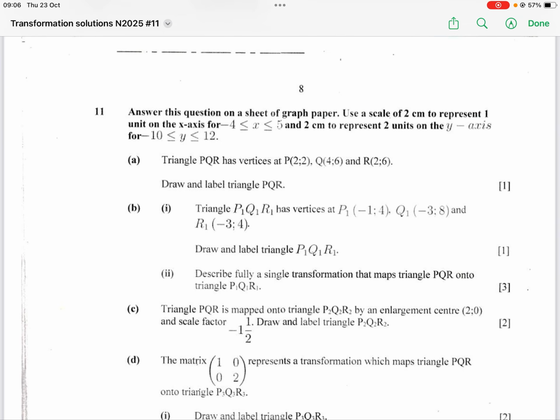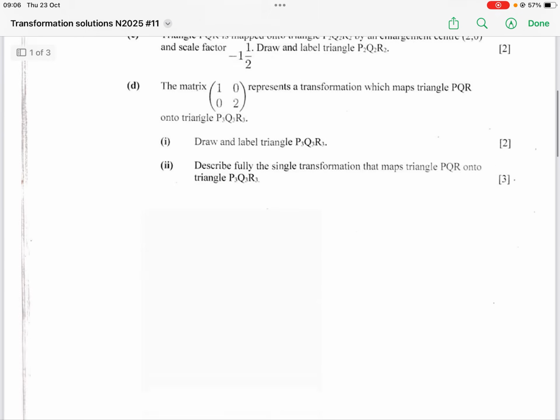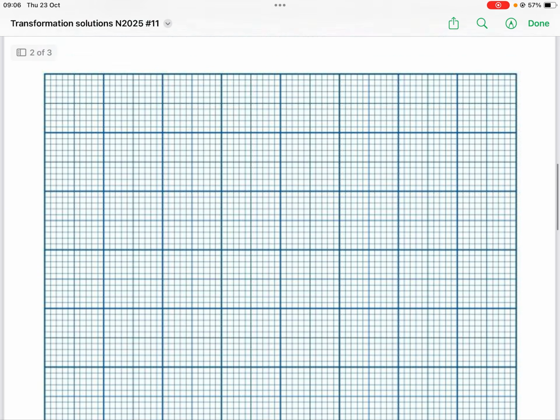So the question reads: answer this question on a sheet of graph paper. Use a scale of 2 centimeters to represent 1 unit on the x-axis for -4 to 5 and 2 centimeters to represent 2 units on the y-axis for -10 to 12. This is a very important step. We need to follow the scale that is provided on the question paper. So let us follow that instruction and dive straight onto our graph.